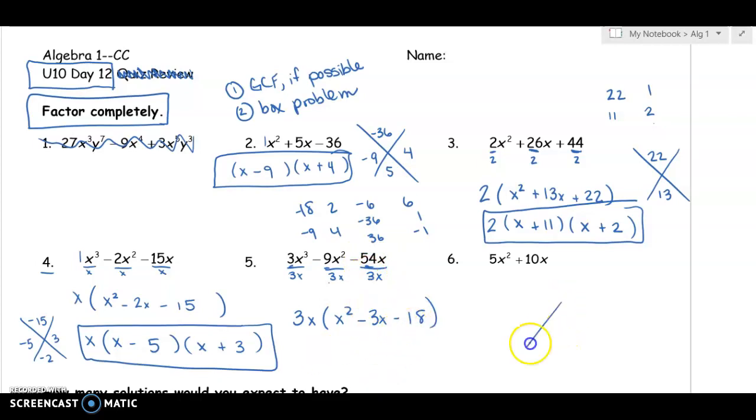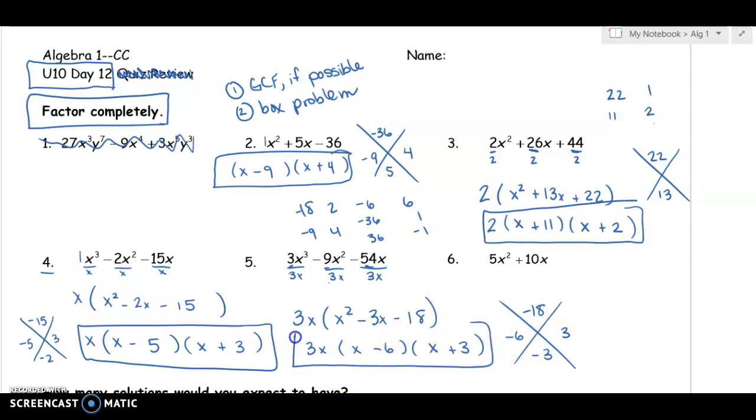And now we can do a box problem. It's got to multiply to be negative 18 and add to be negative 3. Those two numbers are going to be negative 6 and positive 3. You put your GCF out in front. You put the x at the front of both parentheses. Negative 6 means minus 6. Positive 3 means plus 3. And then you have your final answer.